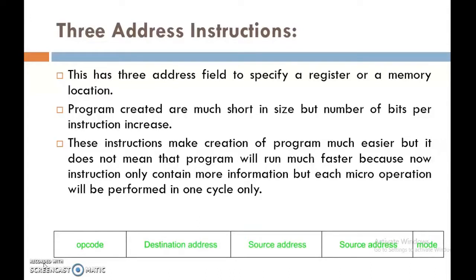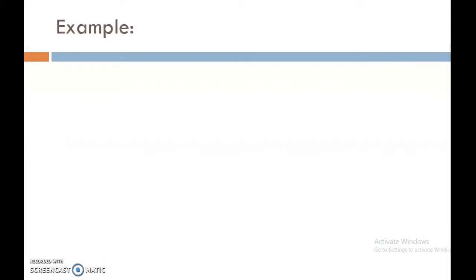See, this is the format in which you can see the first one is the opcode, then destination address, source address and mode of the instruction. Right. Now let's see the example. Consider that we want to perform addition of two memory locations, that is variable A and variable B, and the answer is going to be stored into a register.